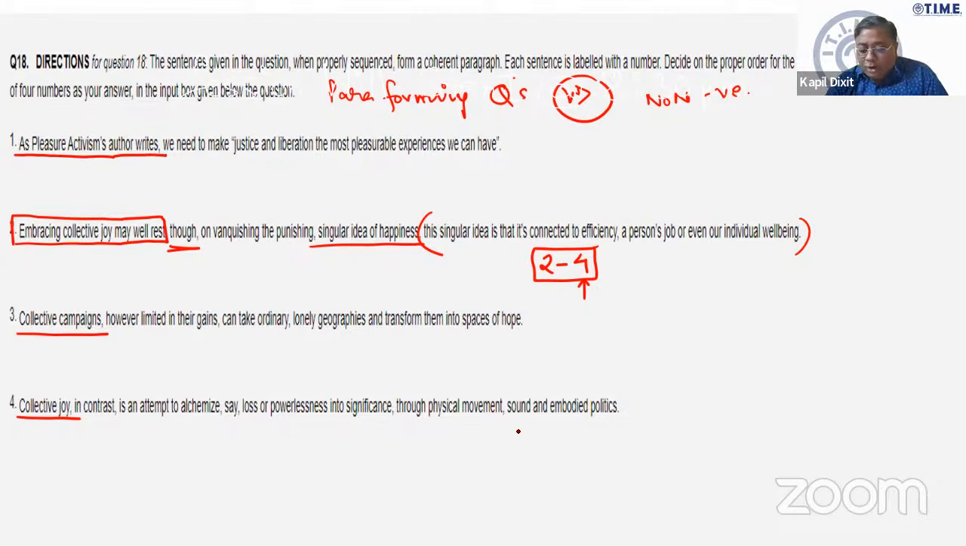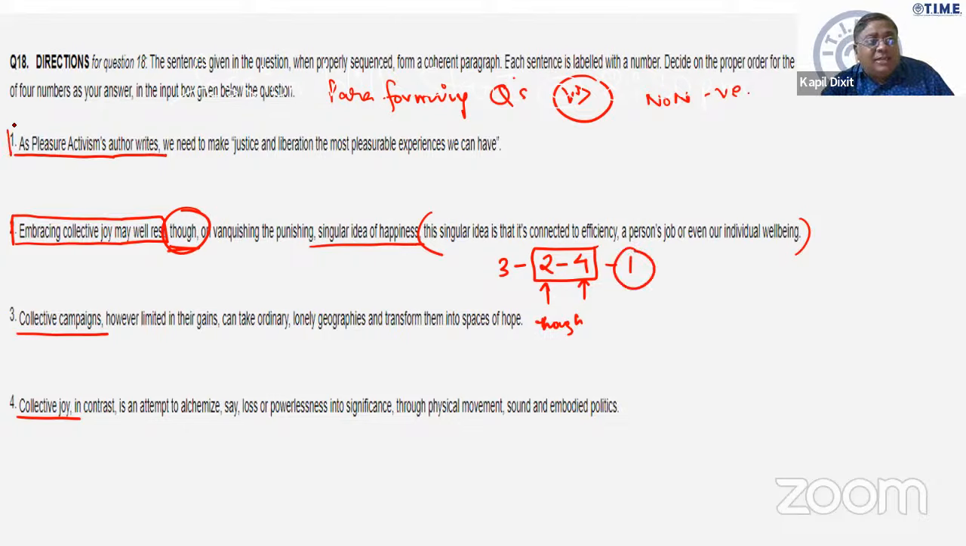If I got the 2-4 block, now 2 into 2. This word into needs a support. ये support उसको 3 दे रहा है. Collective campaigns, however limited in their gains, can take ordinary lonely geographies and transform them into spaces of hope. So another link I got was 3, 2, 4, 1, and then 1 I'll keep here. Now how many of you have marked 1, 3, 2, 4 as answer? अगर 3, 2, 4 मिल गया तो 1 को आंसर मार्क कर दिया.